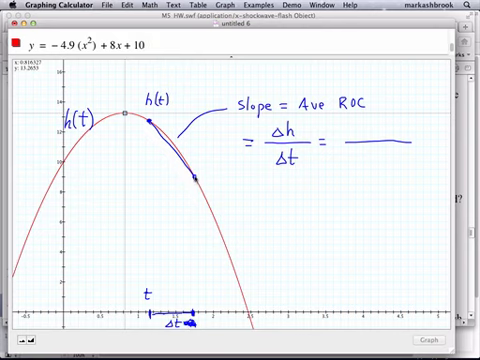Okay, so what is the height here? H of... What is this time right here? T plus delta t, right? It's delta t later after t. So the height there is... so what's the change in height? What's the change in height? H of... that's right.